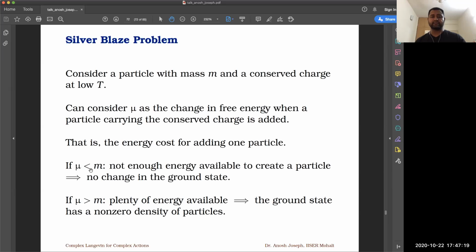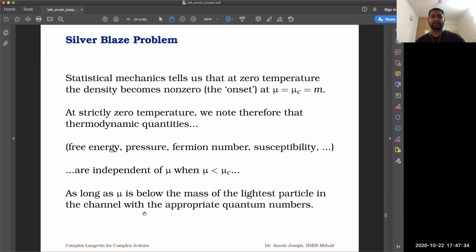If mu is less than m, that means there is not enough energy available to create a particle, so there is no change in the ground state. If mu is greater than m, then there is plenty of energy available, and the ground state has non-zero density of particles. So can we see this through our simulations? That is the main question. Statistical mechanics tells us that at non-zero temperature, the density becomes non-zero at mu equal to mu critical equal to m. So this is the onset, where the density becomes non-zero.